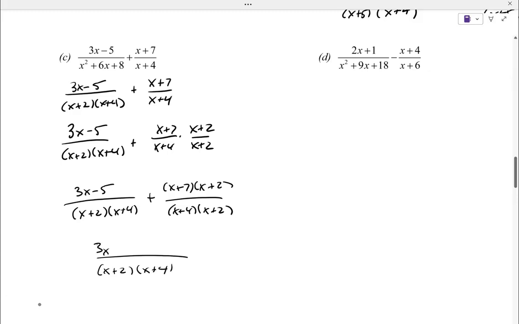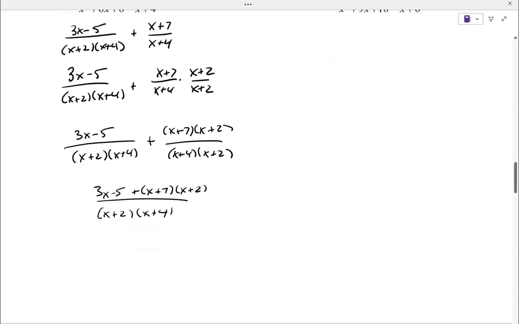So the first numerator is 3x minus 5. The second one is x plus 7 times x plus 2. And then let's tidy up the top. When you distribute those, the second two pieces there, what do you get when you distribute this out?